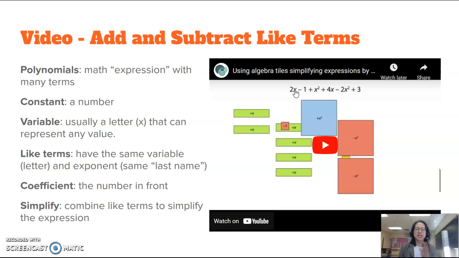Okay, so in this case, what we're doing is talking about like terms, and we can only add and subtract like terms. Like terms have the same variable, that means the same letter, but it also has to have the same exponent. So this little 2 right here makes this x squared, or x to the power of 2. It is not alike or not the same as this x right here, okay?